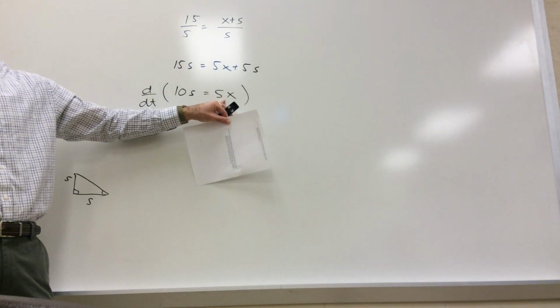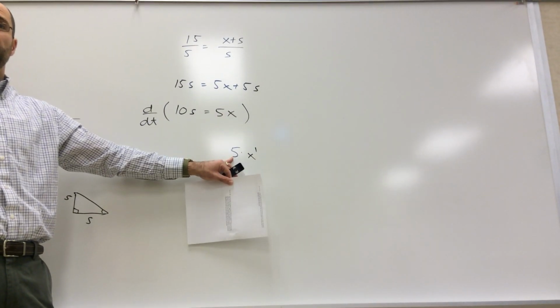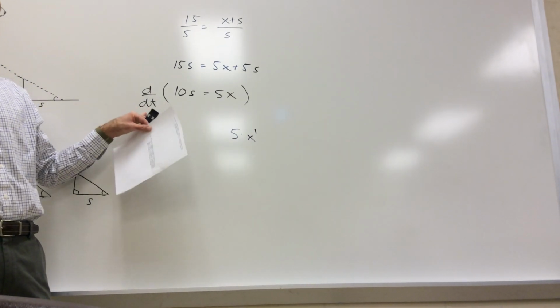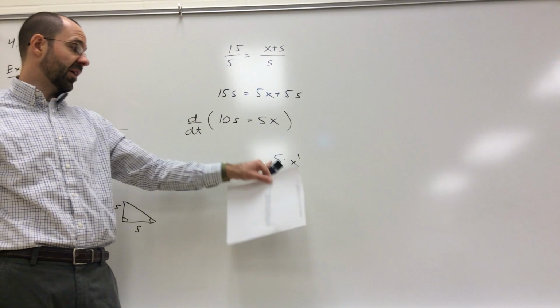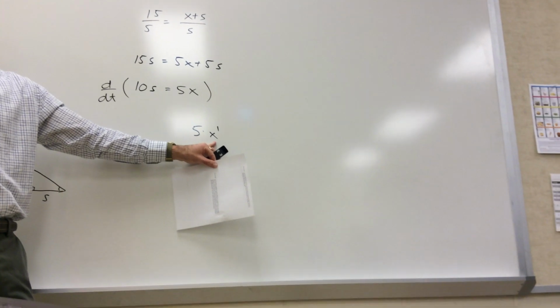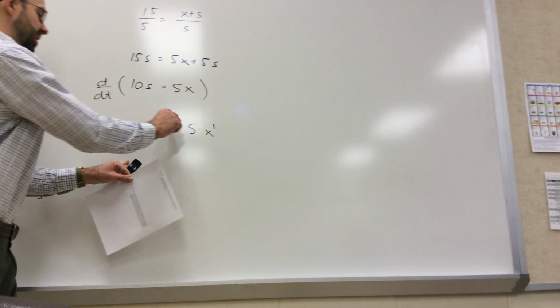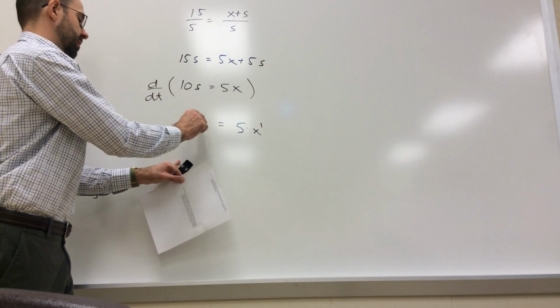Normally, the derivative of 5x is just 5, right? But since it's d dt, it's 5 times the x prime. Okay, then for the 10s, it would be 10 times s prime.